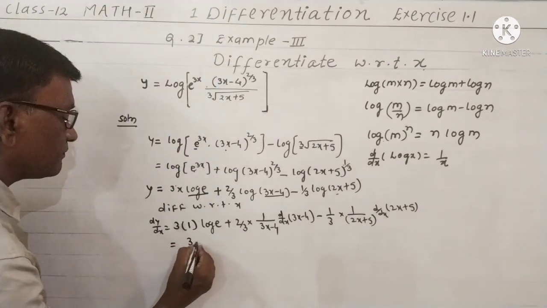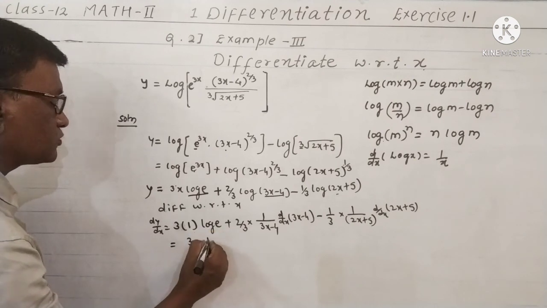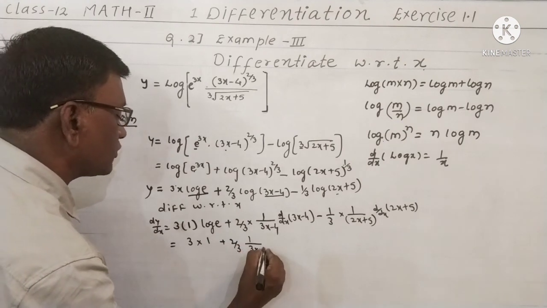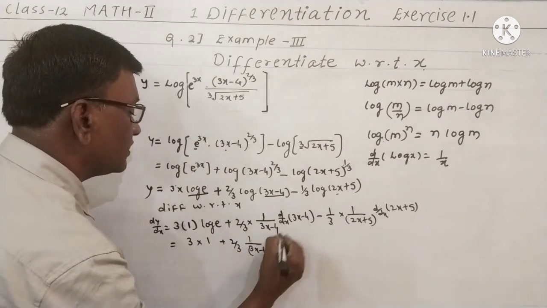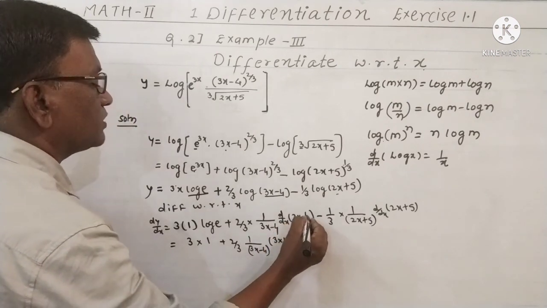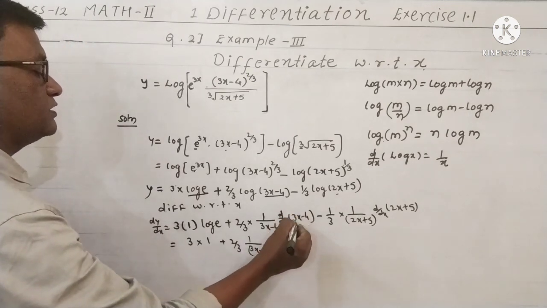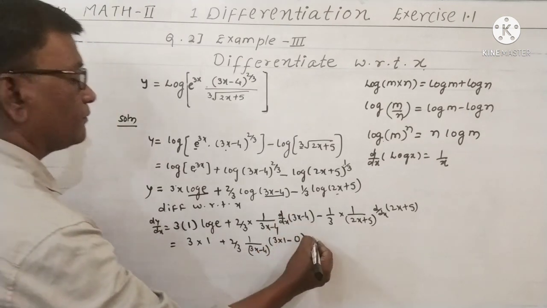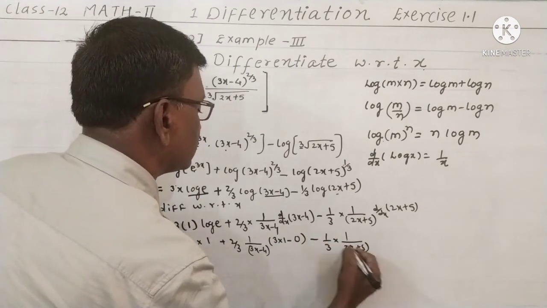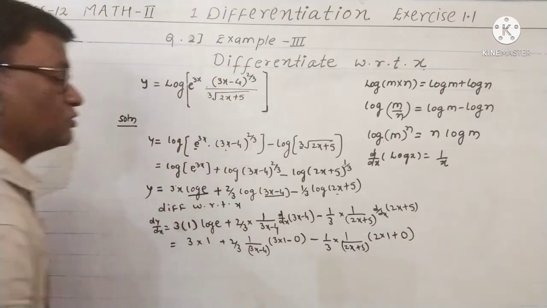So 3 into 1 is 3. We have the value log e is equal to 1. So put here 1. 2 by 3, 1 upon (3x minus 4). Derivative of this 3x: 3 constant keep as it is, derivative of x is equal to 1, and a term without x is constant, so derivative of 4 is 0. Derivative of 3x is equal to 3 and constant 4 is 0. So 1 by 3. Same way we can write derivative of 2x plus 5 as 2. Derivative of x is 1, 5 is constant, so here is 0.